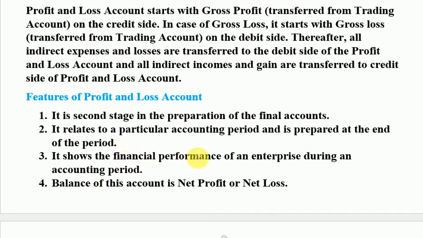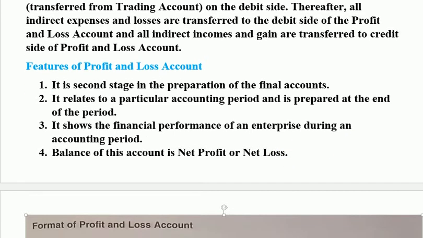It shows the financial performance of an enterprise during an accounting period. And the last one, the balance of this account is net profit or net loss. The balancing figure of this account is net profit or net loss. So we'll have to find out the net profit or net loss. For this purpose, we'll have to prepare the statement of profit and loss account. So I hope this is clear to you all.